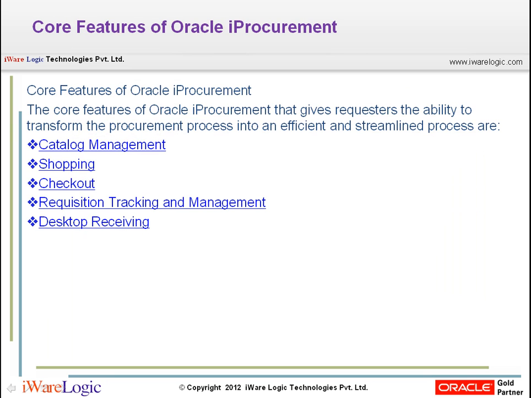Core features of Oracle iProcurement. The core features of Oracle iProcurement are catalog management, shopping, checkouts, requisition tracking and management, and desktop receiving. Those core features will help organizations process the procurement process in an efficient and streamlined manner.